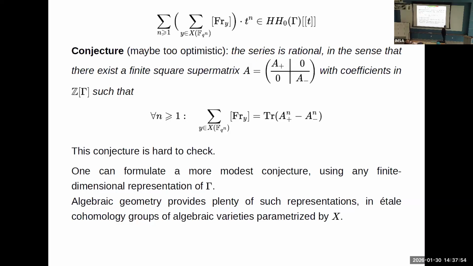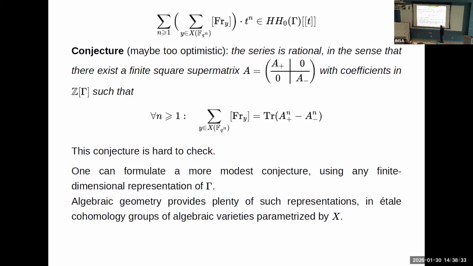So how many examples do you know? A little bit. The first thing is that it's kind of impossible to check, because we have these profinite groups. Maybe it's too optimistic. But one can formulate a more modest conjecture, which is also stunning. You take any finite dimensional representation of this group. And if it's a rational element, then you get a rational element in the group ring of the target where you map, and then it will be a more controllable object.